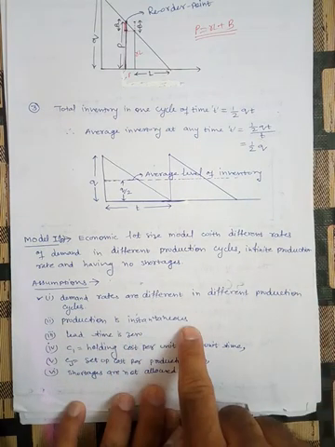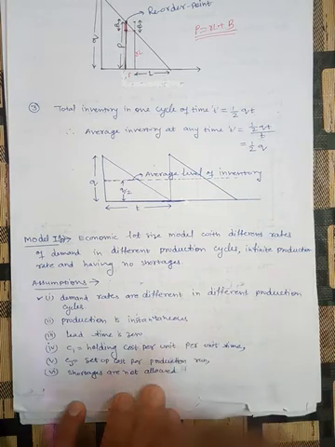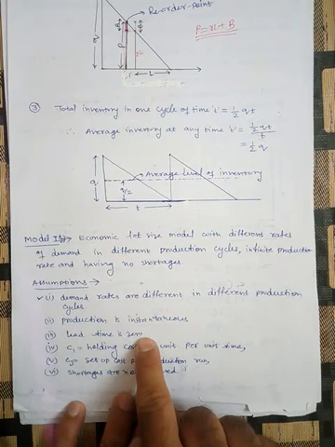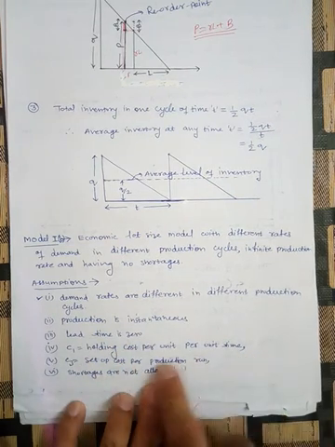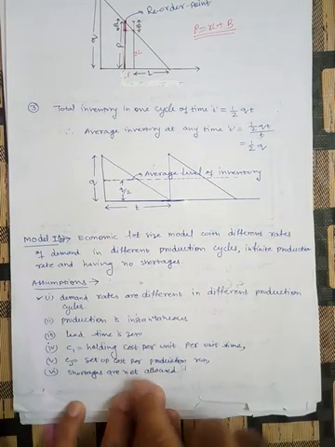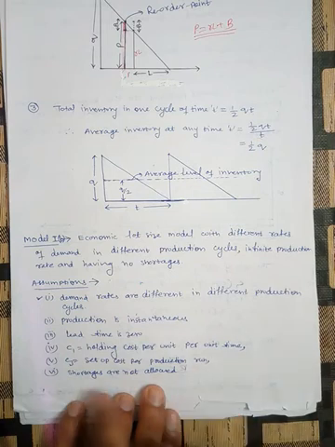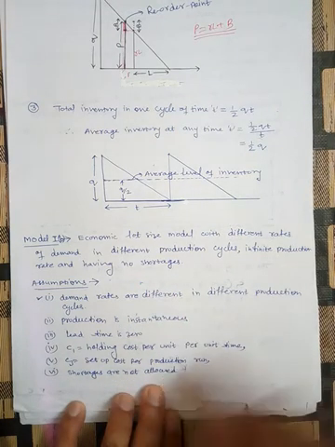Production is instantaneous. That means whenever you need some item, just order and then immediately you will get the items. There will be no lead time. That's why lead time is 0. C1 is the holding cost per unit time. C3 is the setup cost per production run. Shortages are not allowed. So these are the assumptions.